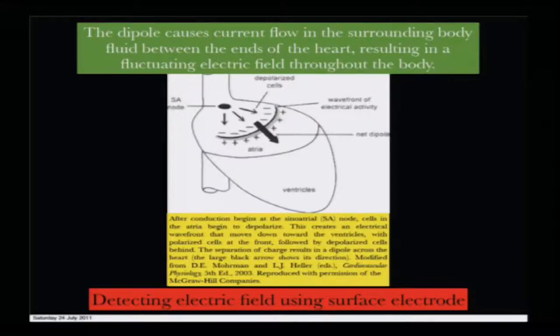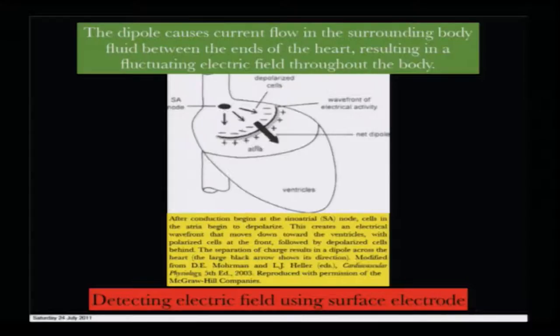So, there is a pattern of events. If you look at this picture, you will see that from the SA node out here, the pattern is moving like this: polarization, depolarization, polarization, depolarization, as if there is a moving dipole. If you follow this, it is as if this wave is moving, positive, negative, positive, negative, likewise.